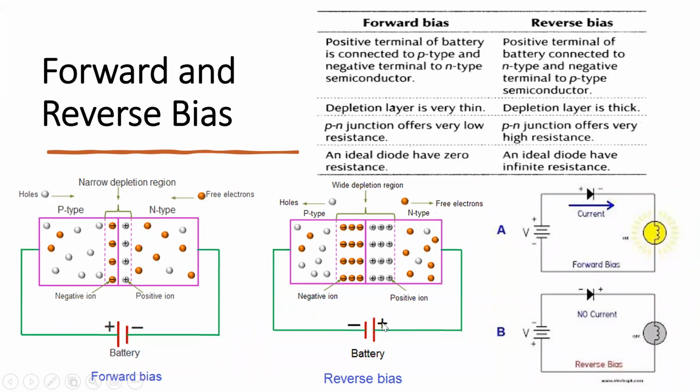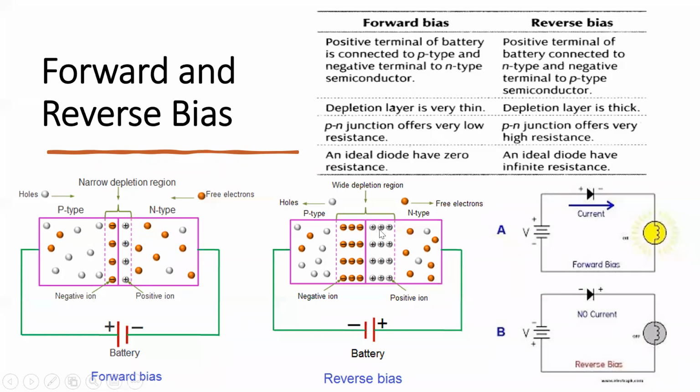So when the positive terminal is connected to N-type, anyway, there are negatively charged ions here. So they are pushing the electron away from the depletion region. This positive terminal is attracting the electrons towards it, which means they are again pulling the electrons away from the depletion region. So what happens? The electrons will move towards the positive terminal. So more and more electrons are moving away, so the depletion region will widen itself.